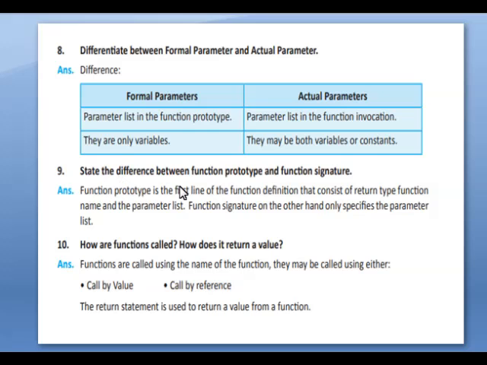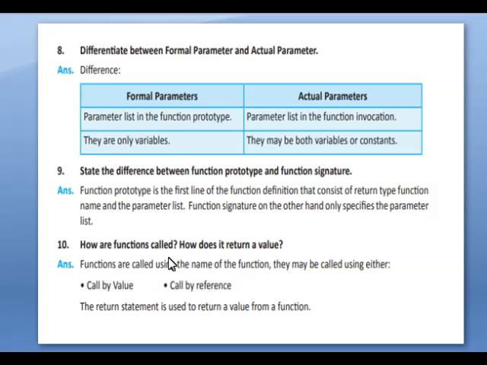Ninth question, state the difference between function prototype and function signature. Function prototype is the first line of the function definition that consists of return type, function name, and the parameter list. Function signature, on the other hand, only specifies the parameter list.